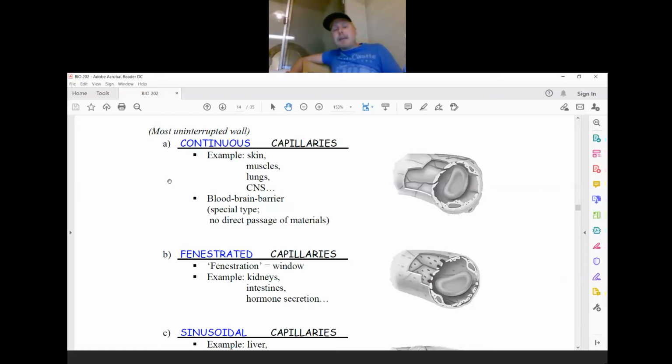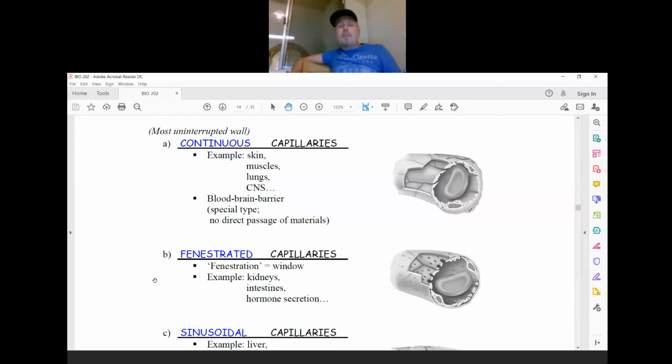The next type looks a little bit like Swiss cheese. This is known as fenestrated capillaries. And remember, the word fenestration meant a window. So fenestrated capillaries have small openings in the capillary wall. For example, you find fenestrated capillaries at the kidneys, intestines, where hormones are secreted.